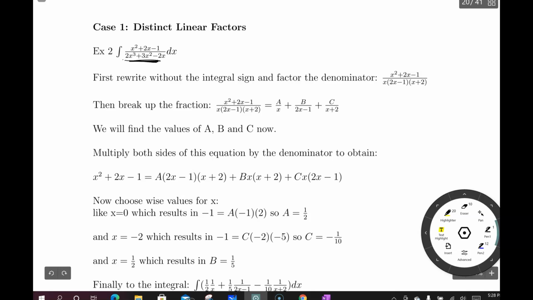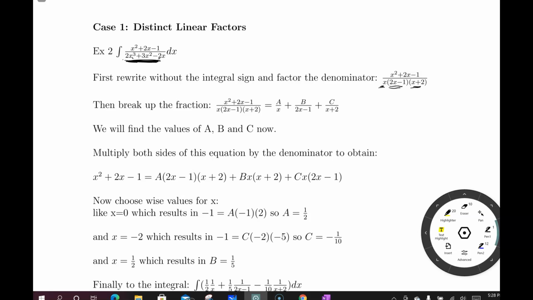I want to first factor the denominator. So it's got an x cubed, which usually you can't factor, but notice there's an x between all of them. So if I factor an x out of all of them, then I'm left with a quadratic that will factor these two. So I have three distinct linear factors.